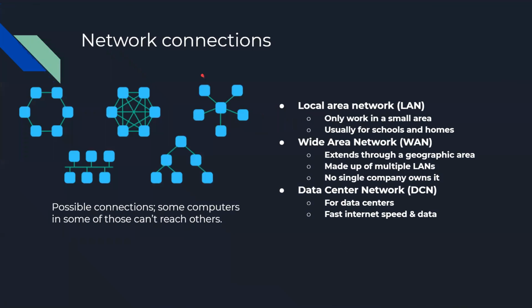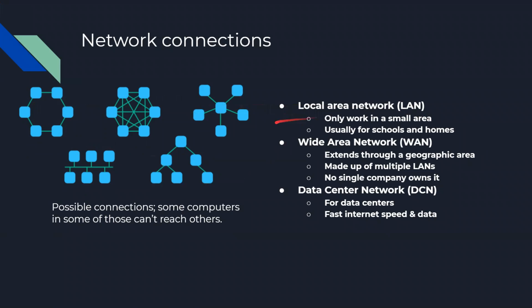So first, there's network connections, as you can see here. These are some possible connections. For example, in this one, this guy can only reach this person and this person, while this guy can reach this person, while this guy can reach this, and you get it. This is probably the best because one of them can reach everyone, and this is probably the worst.